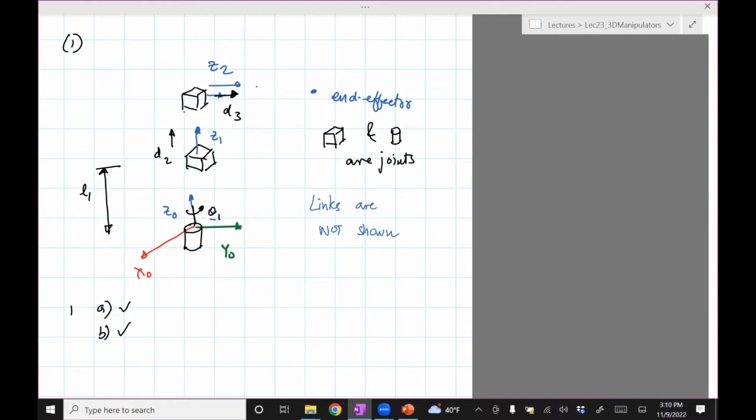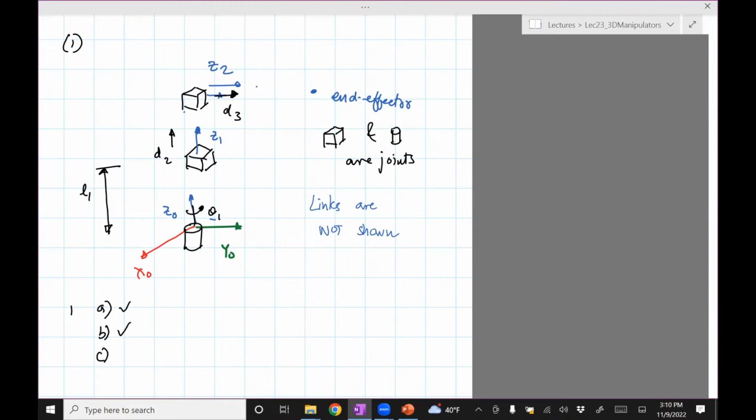Next page, 1c. I'm doing 1c now. In 1c, I need to assign the axes X1 and X2. In order to assign axis X1, I need to understand what is the relation between Z0 and Z1. There are three cases. I can tell you that the number one case, not coplanar, doesn't really apply to any of the problems we're doing. It's usually only 2 or 3. Now it says Zi minus 1 and Zi are parallel, or Zi minus 1 and Zi are intersecting.